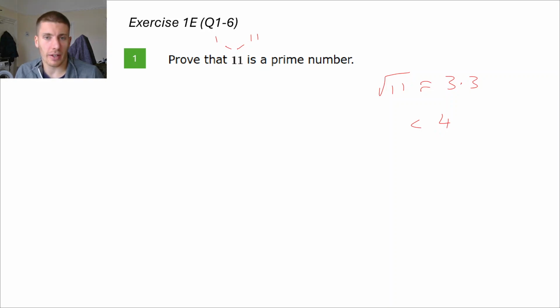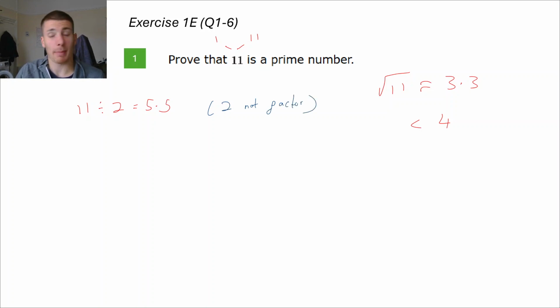So let's do that. We only need to consider two numbers here, dividing through by the number 2 and by the number 3. So 11 divided by 2 is equal to 5.5. Therefore, 2 is not a factor. And it seems really obvious, doesn't it? But I'm just writing everything out really clearly. Mathematical communication is really important. So 2 is not a factor.